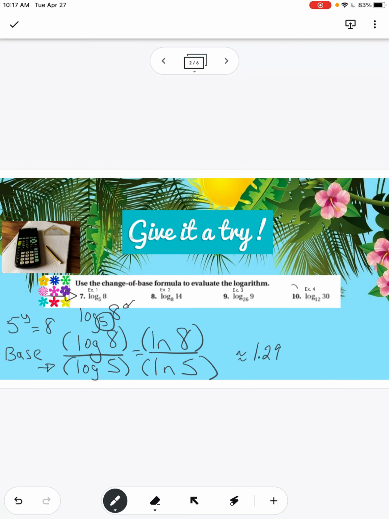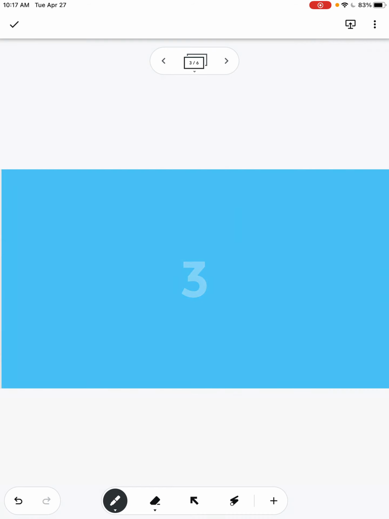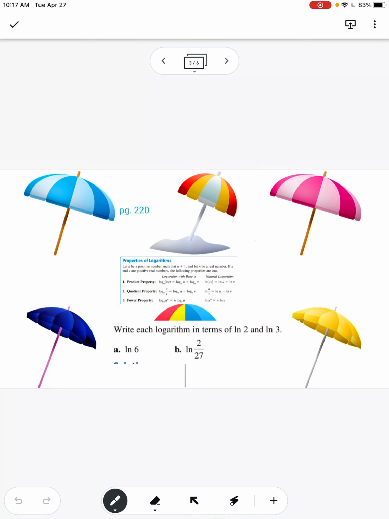An extra example for you to try on your own would be number 10. Pause the video, try it out. And you should get 1.37 here. Okay, so just make sure you would know how to do that. All right, lastly, properties of logs.